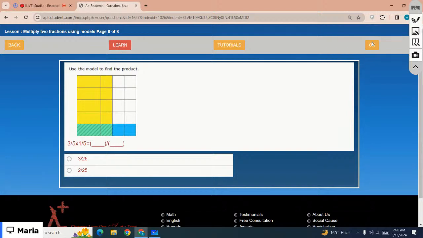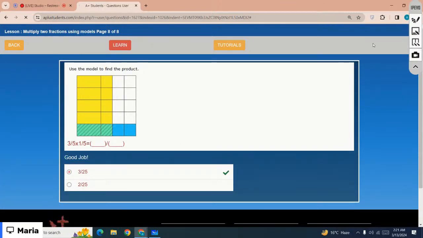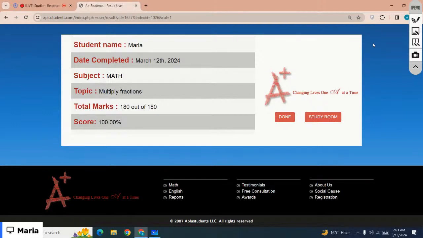Use the model to find the product. 3 by 5 times 1 by 5. So which is the correct option? Yes, that is 3 out of 25, right? Because 3 of them are colored. The correct option is 3 over 25. Okay, we are done with the lesson. Let's just move on to the next one.